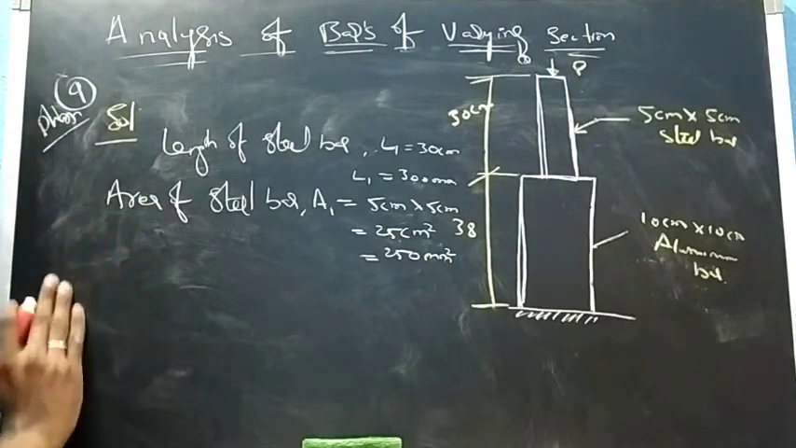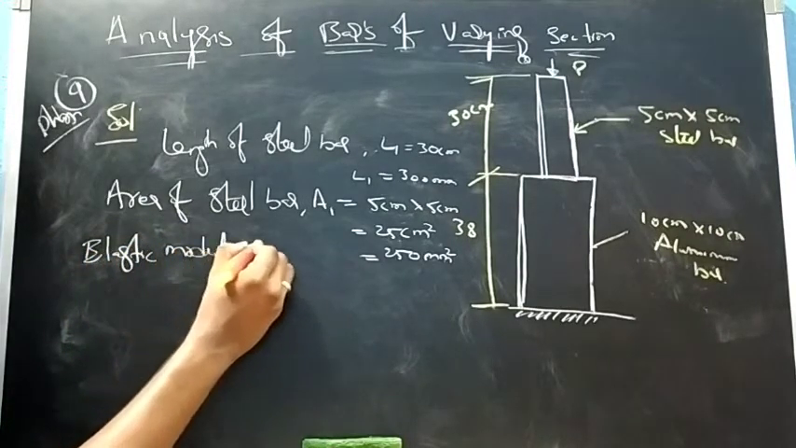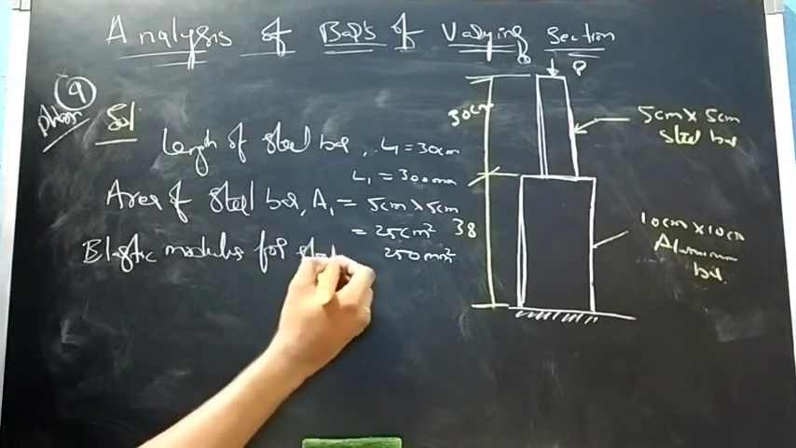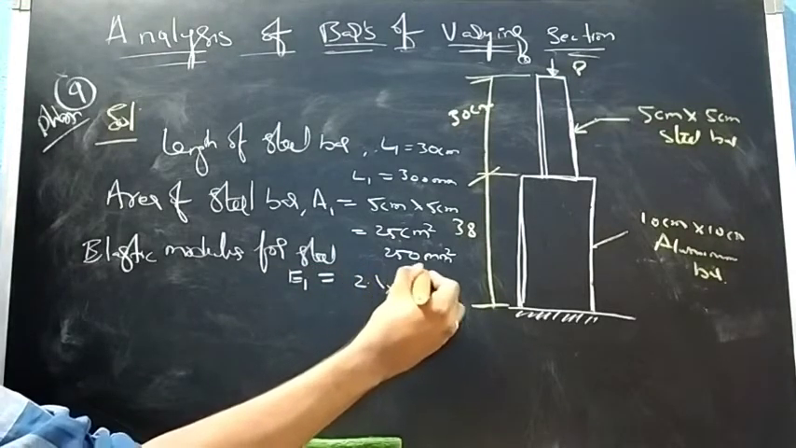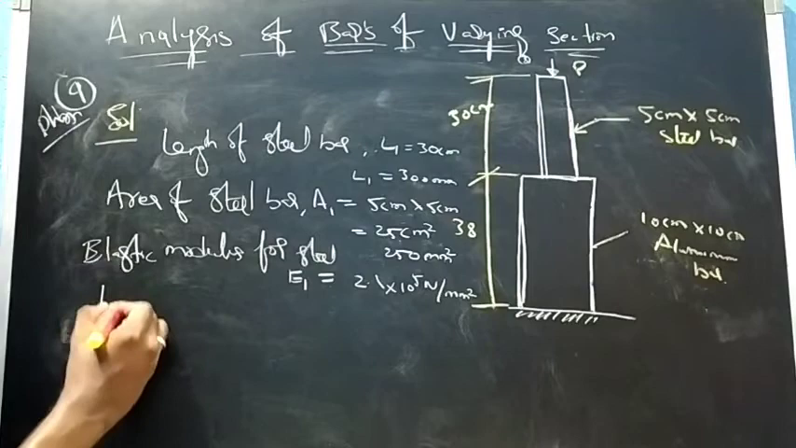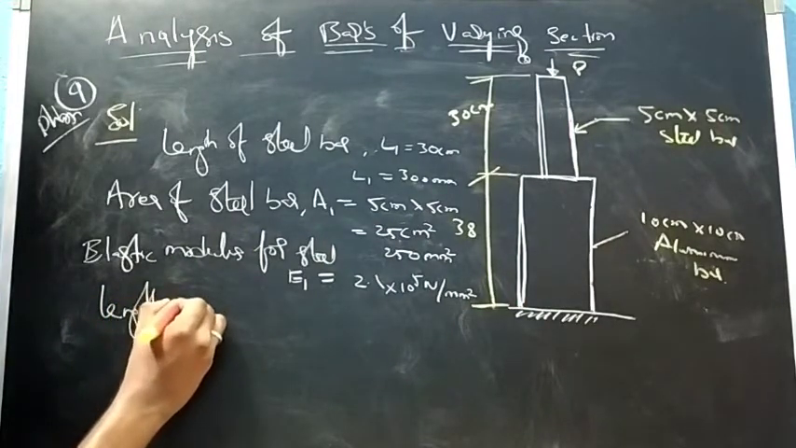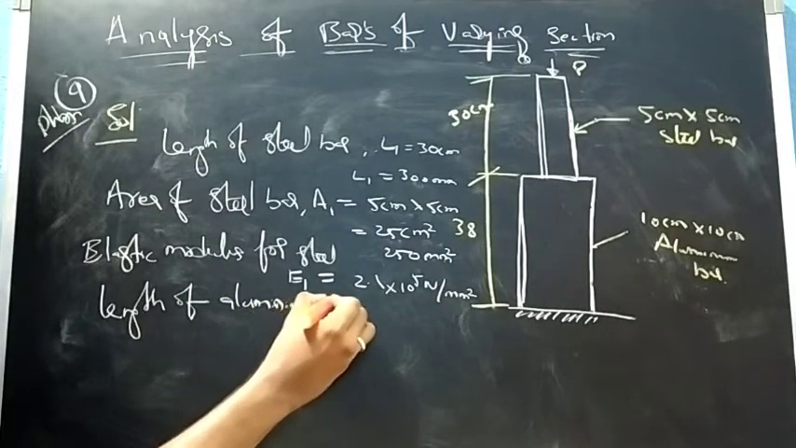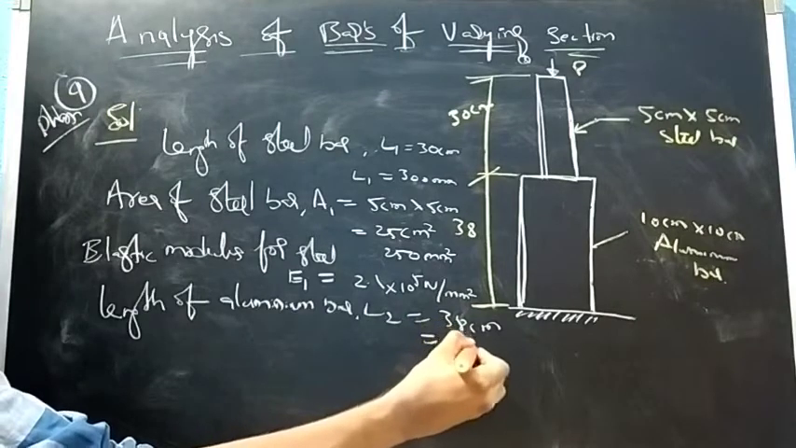And we'll write the elastic modulus which is given in the question. Elastic modulus for steel is given in the question, that will be E1, 2.1 into 10 to the power of 5 Newton per mm square, right? Now we consider the length of the aluminum bar, that is L2, 38 centimeters, 380 mm.